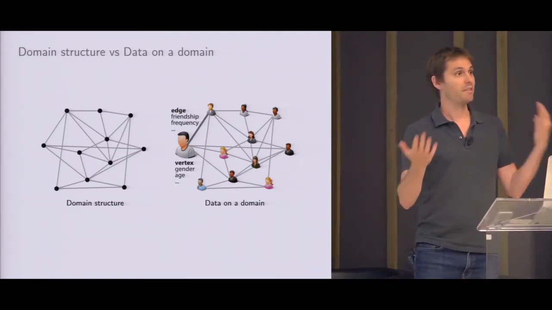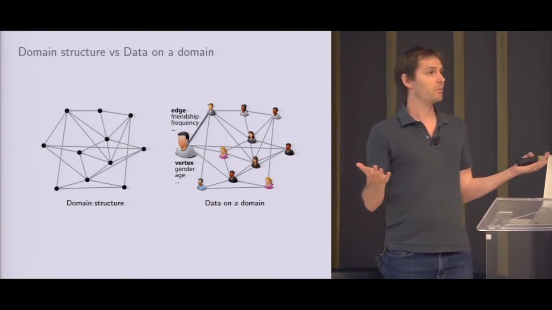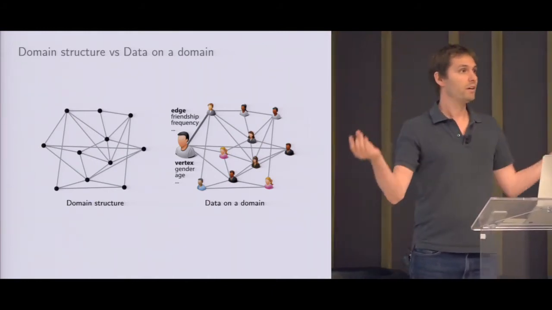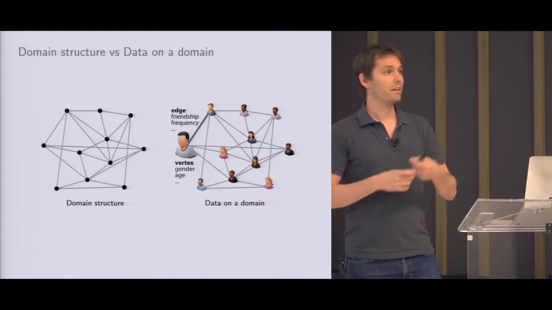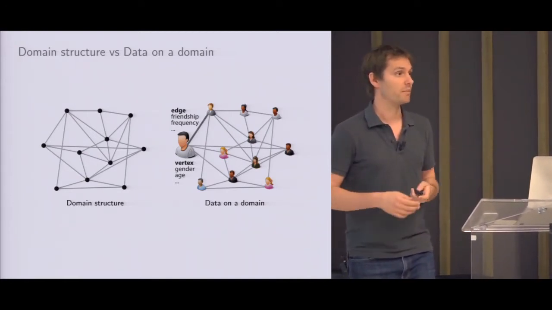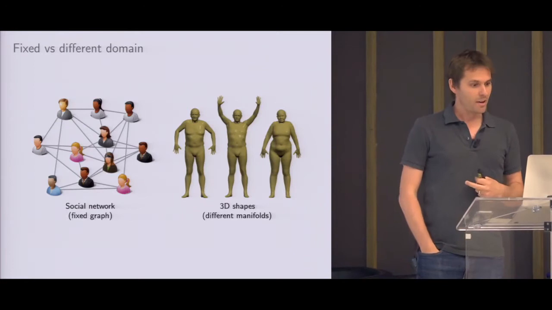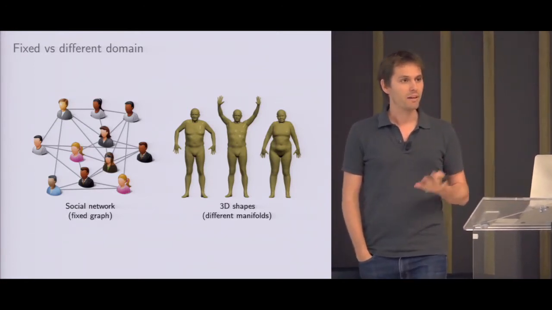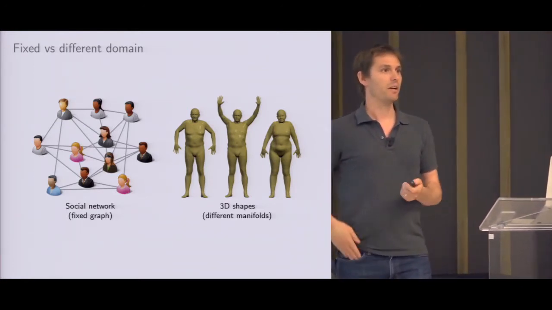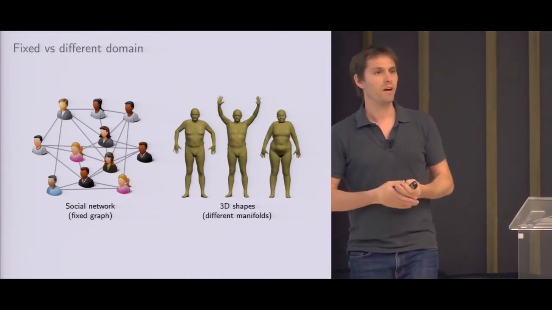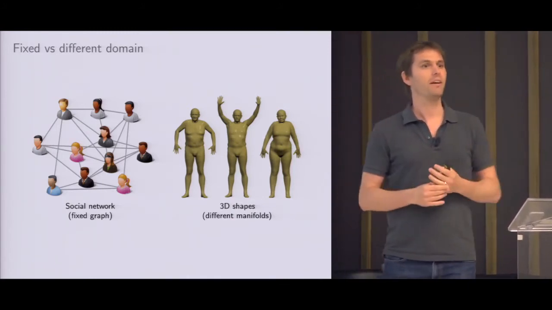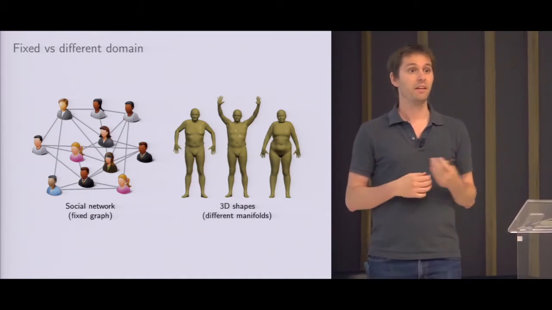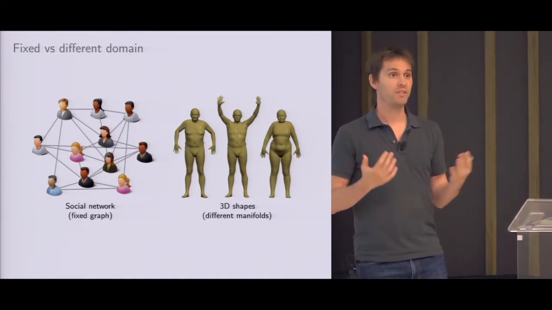I have the domain and I have data on the domain. For example, in a social network, or on Twitter, I might be interested in understanding some statistics about the signals that propagate in this network. You might have problems in which the domain is fixed. If you are Facebook, you have one social network, and the variability in the problem comes from changing the data.